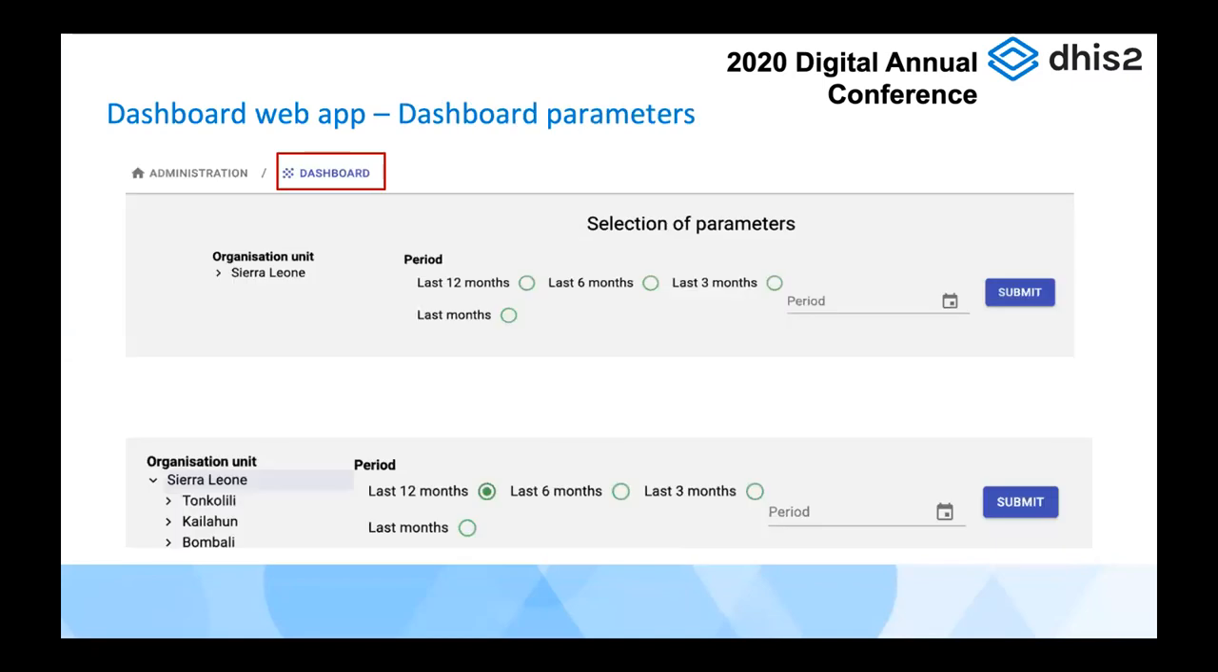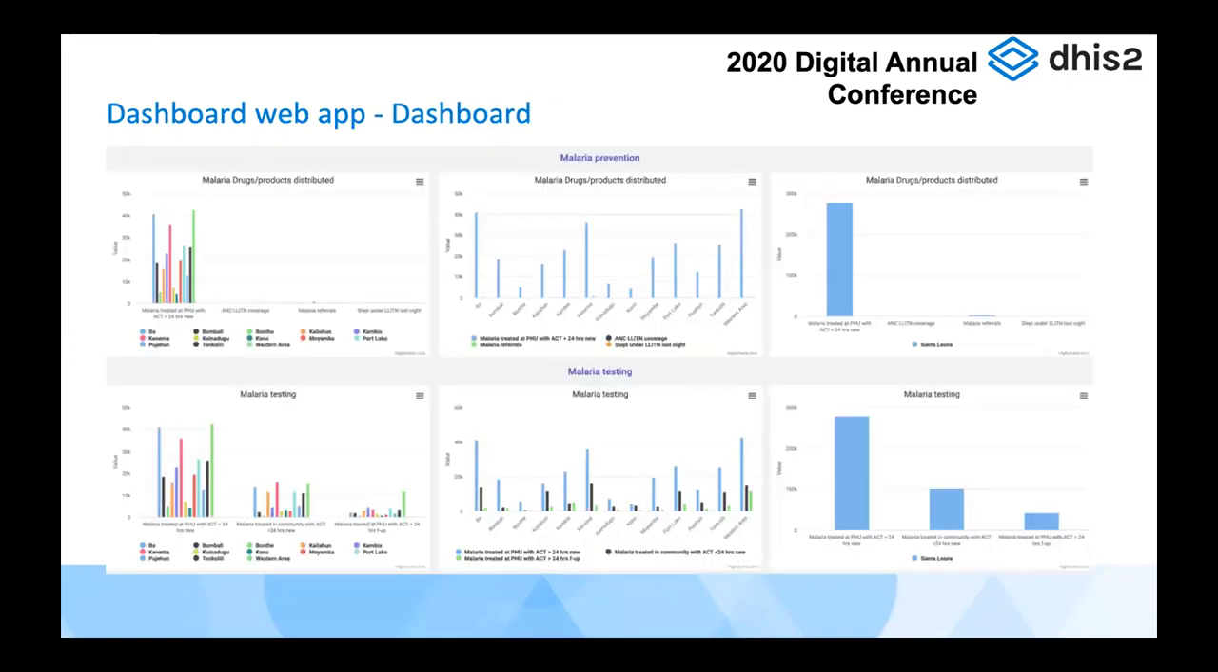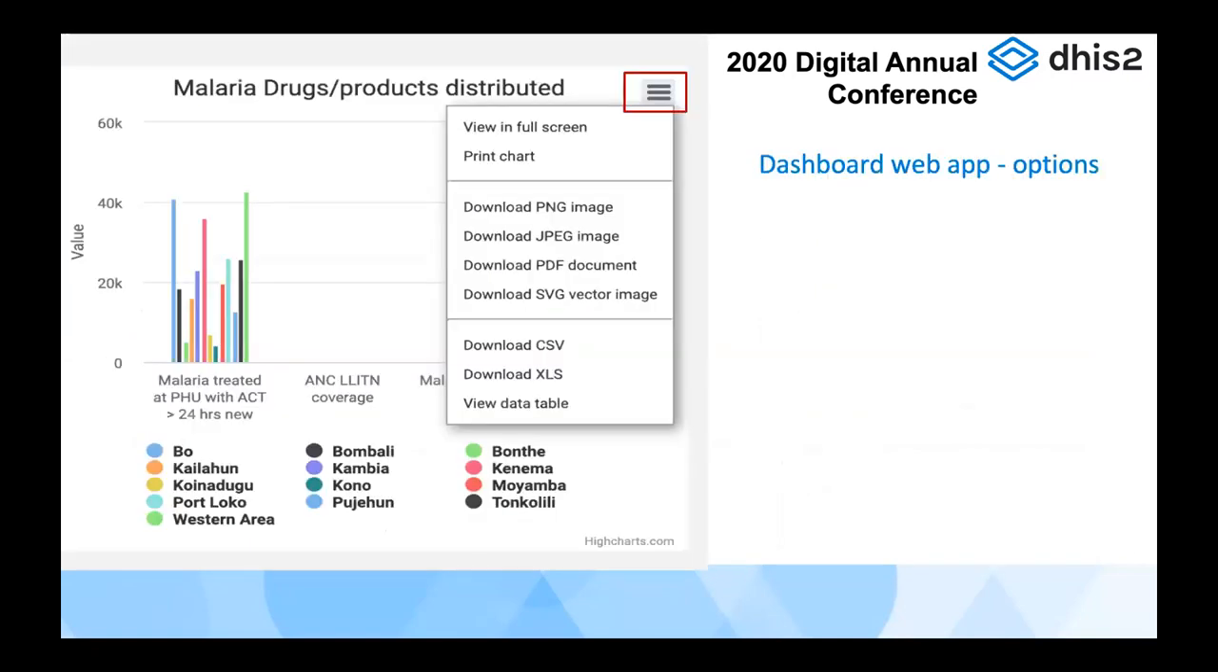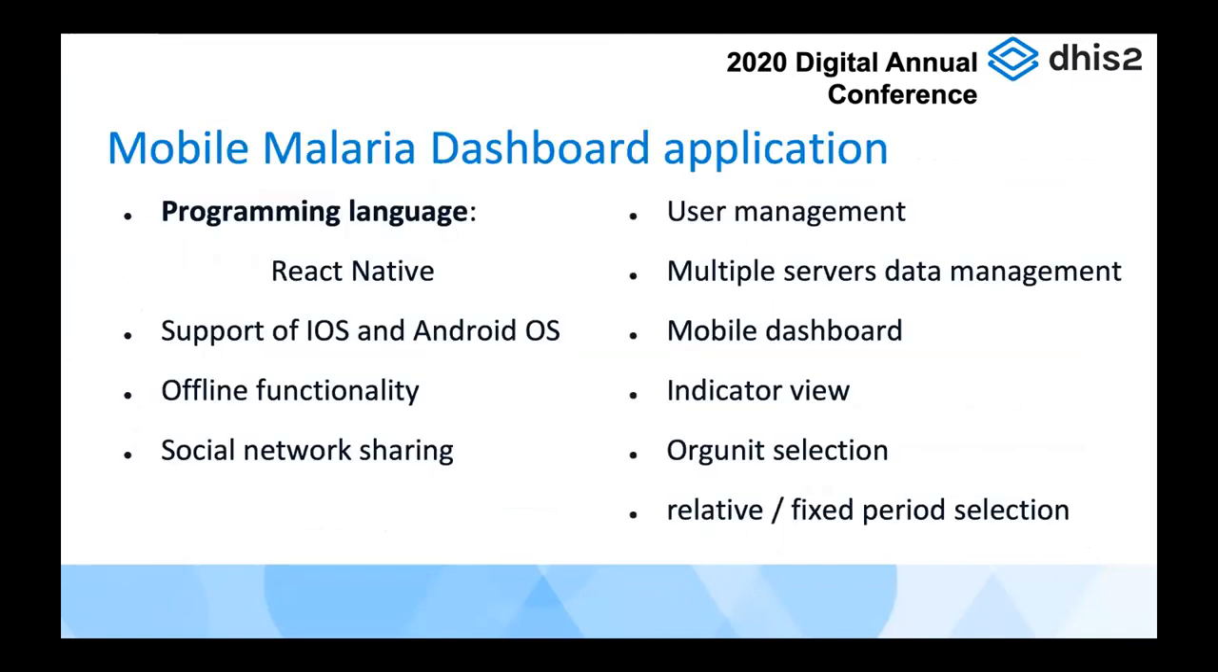Then you can select the relative period or fixed period as usual and your org unit, and it generates a predefined dashboard for you, and you can use it on the web. For each of the graphs, you can see some detail, you can play with them. And then we developed a mobile app that can go with that web app. The web app is also acting as backend to configure the mobile app.